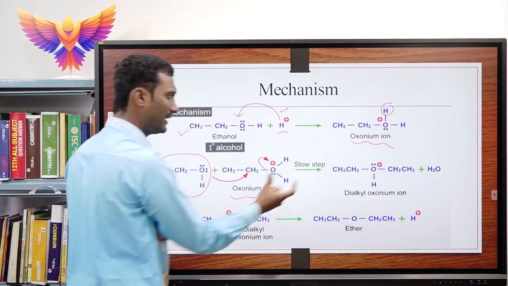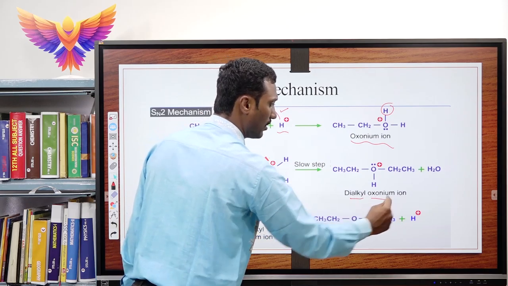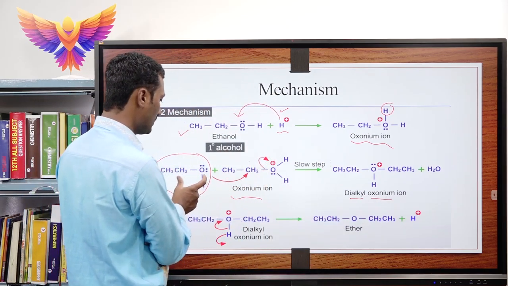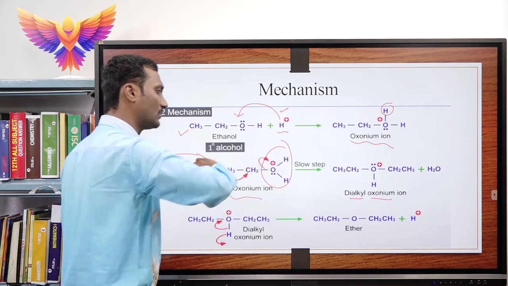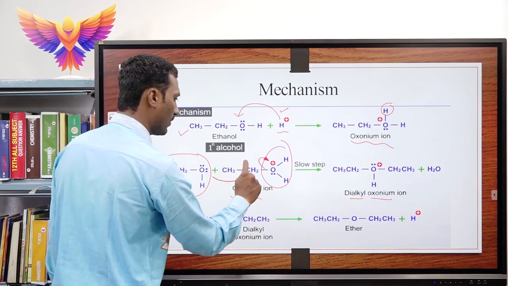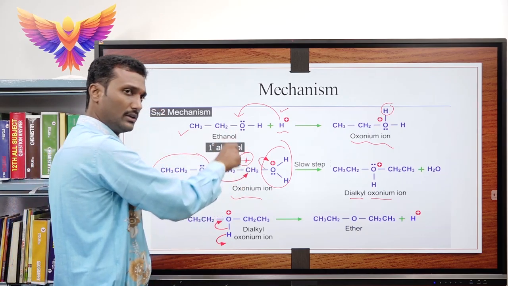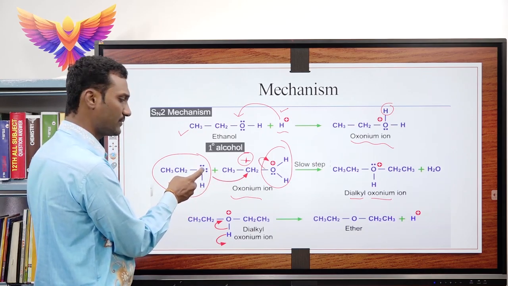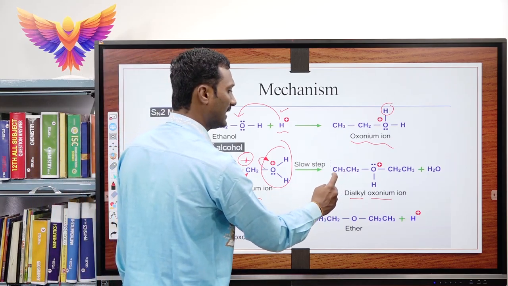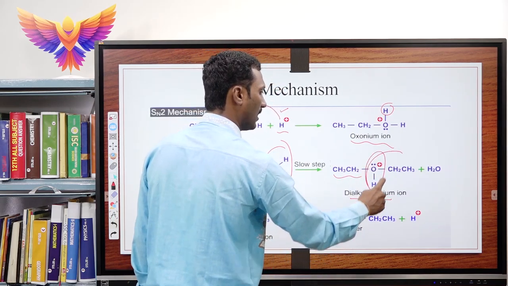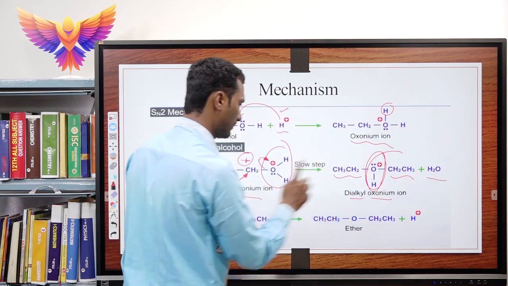The oxonium ion reacts with one more molecule of ethanol to give the dialkyl oxonium ion. Let me explain the mechanism. This is an alcohol, and this is the oxonium ion obtained in the first step. It is unstable, so it leaves as a water molecule. When it goes as a water molecule, we have a positive charge on the carbon. This positive carbon seeks electrons, and we have electron-rich oxygen in the alcohol group. So this carbon reacts with the electron-rich oxygen to give the dialkyl oxonium ion. The water is obtained from this because it is unstable.